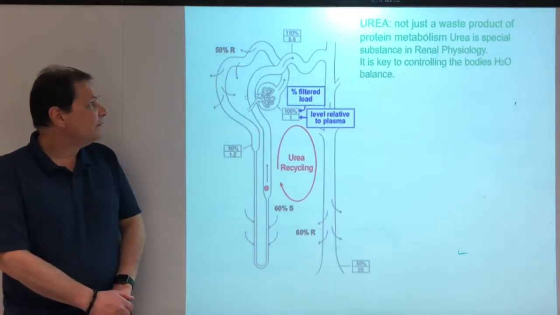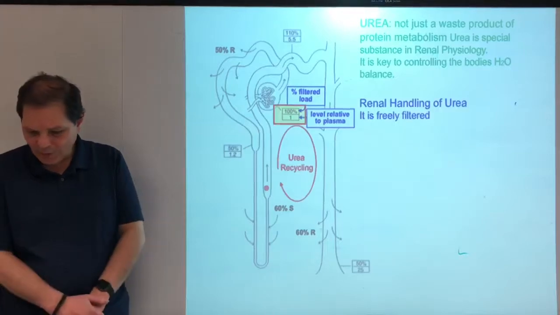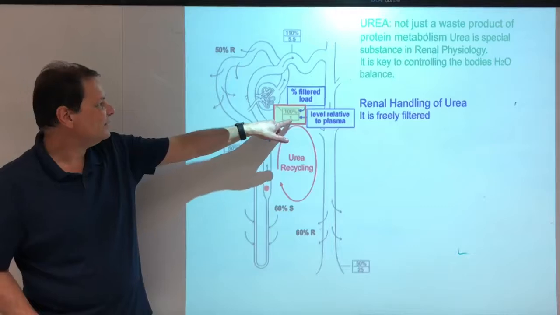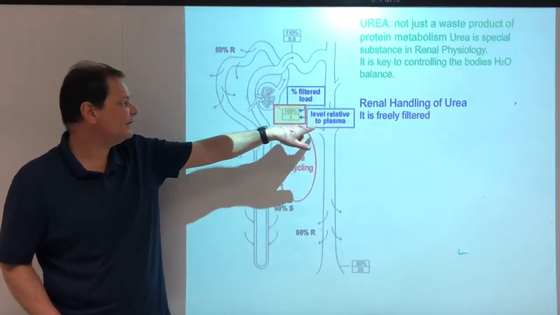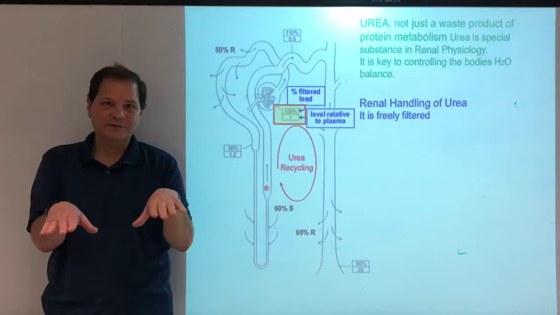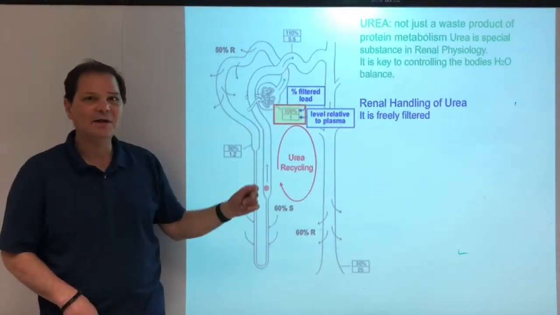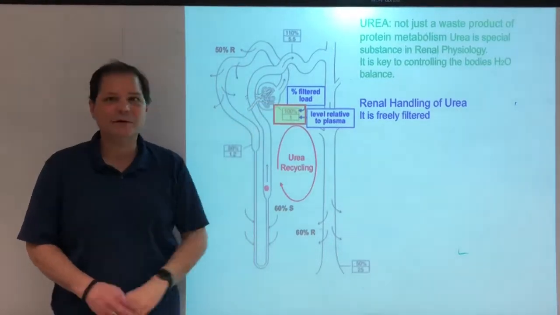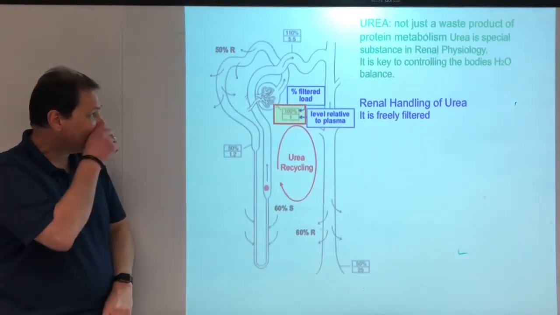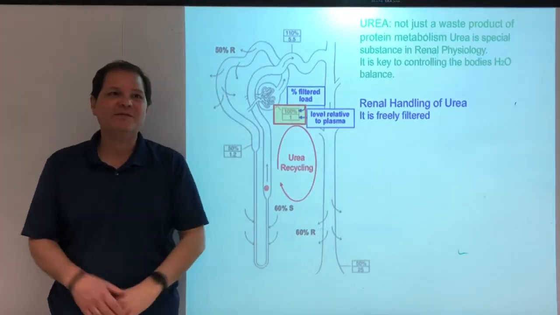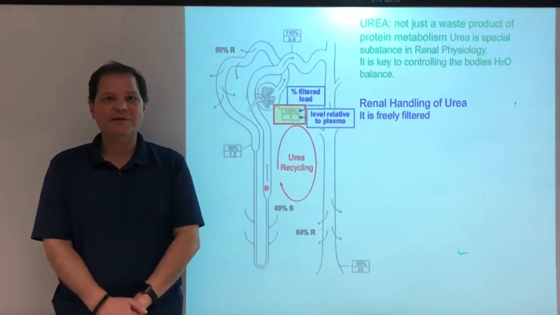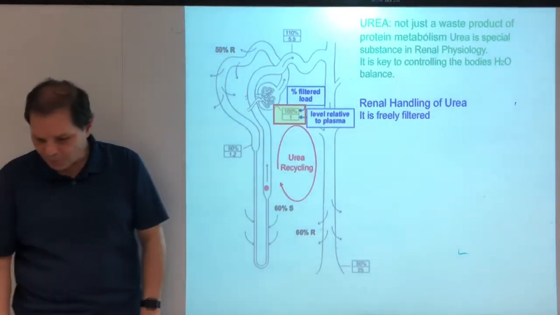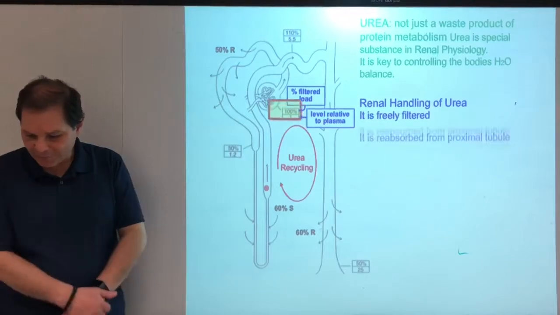Okay? So just as an overview, urea is freely filtered. So notice this 1 here, that's the level relative to the plasma. 1 means that it's the same level as the plasma, and because it's freely filtered, that should make sense to you. It's the same concentration here in Bowman's capsule as it is in the plasma in the glomerular capillaries. If it goes above 1, that means it's a higher concentration than the plasma. If it's below 1, then it's a lower concentration. Okay, so it's freely filtered.